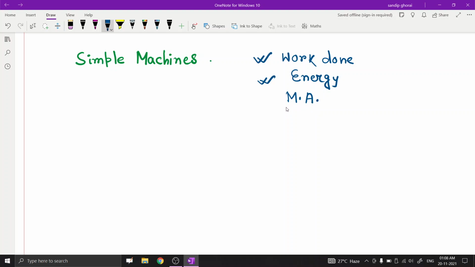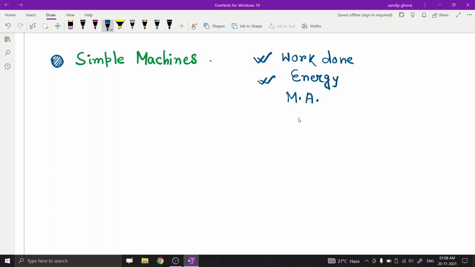Now we move to our next point, that is simple machines. What are simple machines? In general, machines make our work easier. Simple machines have few or more moving parts. That is what is called simple machines.